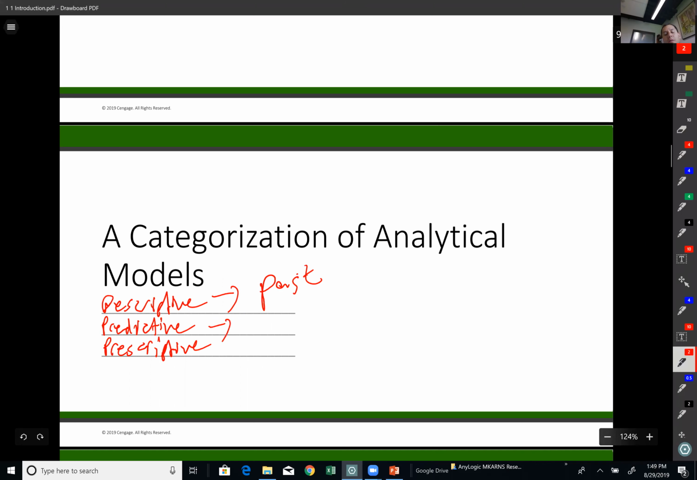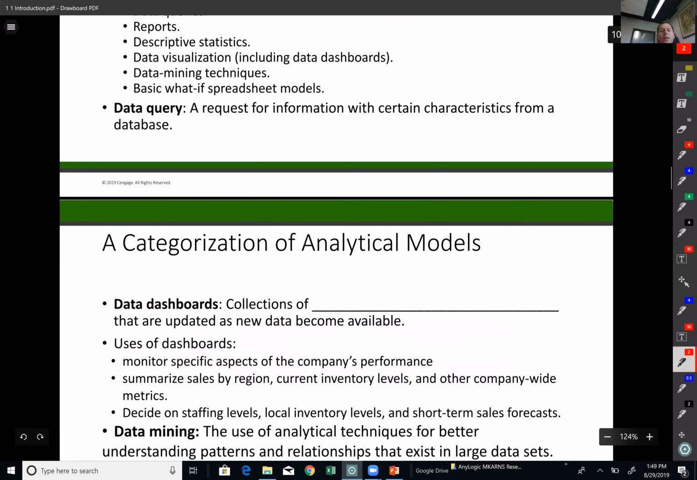And predictive analytics, based on historical trends and relationships, comes up with future projections. So this is more future related. And based on those projections, we can make decisions that will choose the best solution. Okay. So those are the three components of business analytics. So let's talk about descriptive analytics.